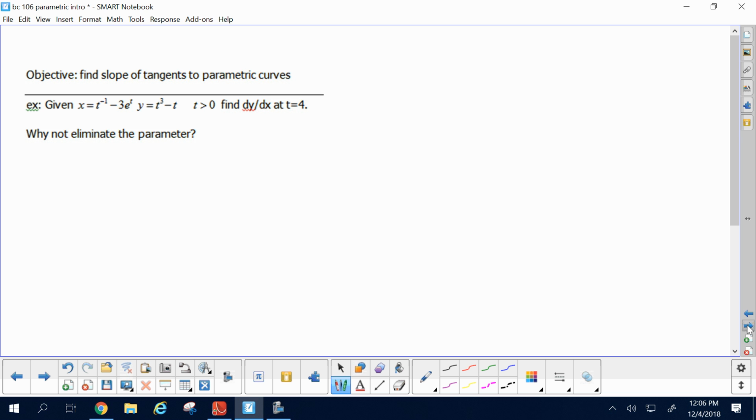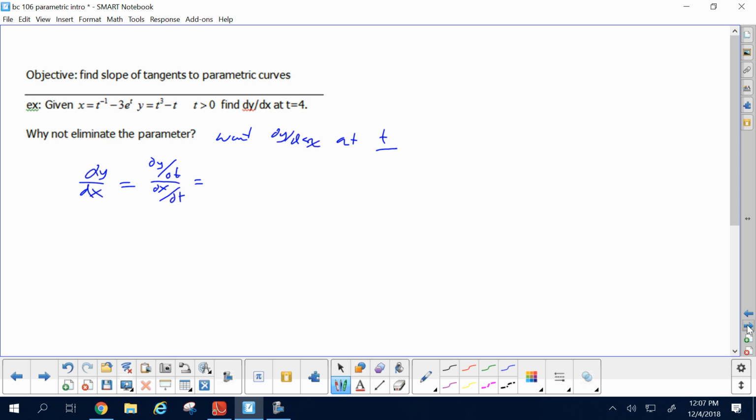But the problem is that they want dy/dx as a function of time. They want it at a certain time, not at a certain x, y, but at a certain time. And so we're not going to eliminate the parameter because they want dy/dx at a certain time. We want dy/dx in time components. So how can we do that with timing? dy/dt over dx/dt. That's how you do derivatives in parametric. It's dy/dt over dx/dt.